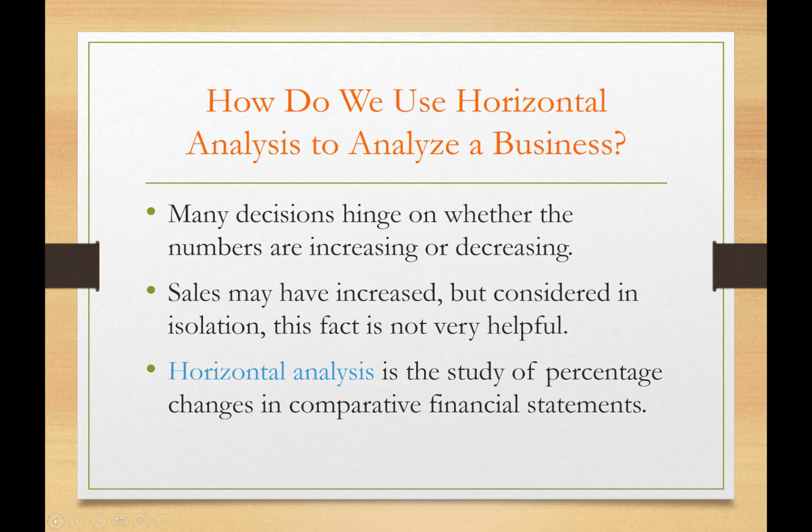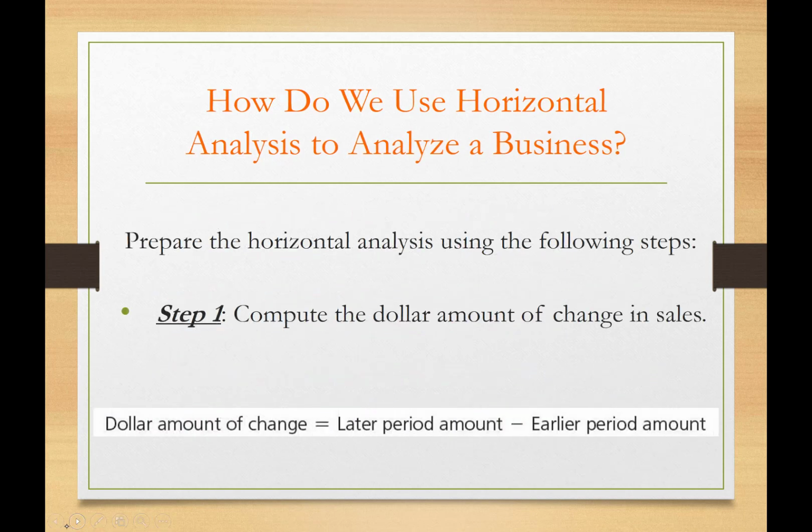So how do we calculate this? Basically, you would prepare the horizontal analysis using the following steps. The first step is you'd have to compute the dollar amount of change in sales, for example. And then the way you would do that would be you would take the later period amount and subtract the earlier period amount. That would be step one. And I'm using sales here as an example.